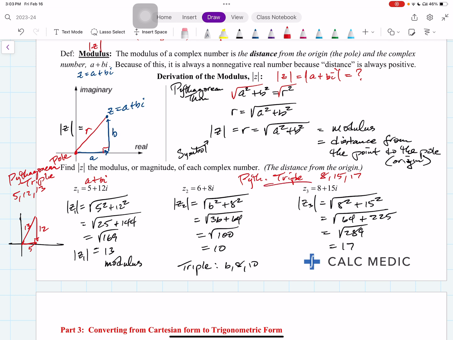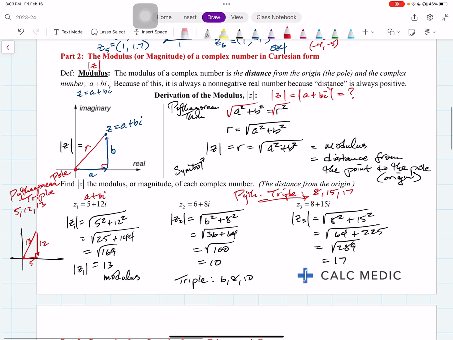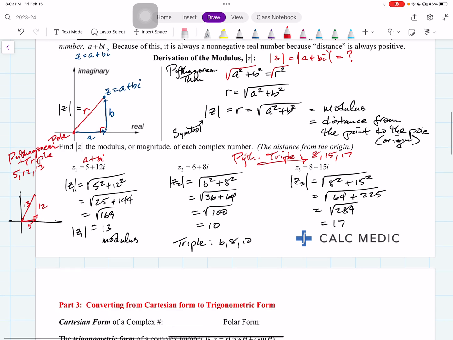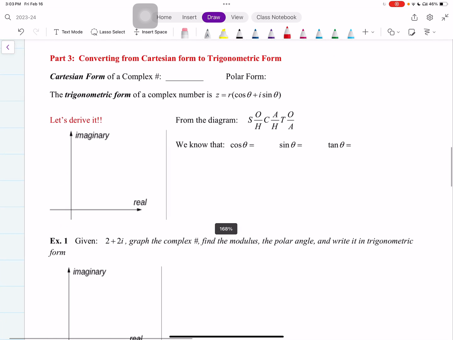So I just gave you guys 3 of them. Obviously, that was purposely designed. Know your Pythagorean triples. That's it. That's how you find the modulus, or the magnitude, of the complex number. It's the distance from the point, the complex number, to the origin or pole. Pretty straightforward. Now something a little bit more in depth.